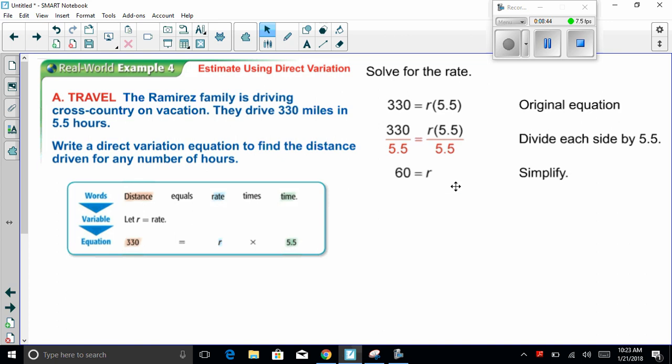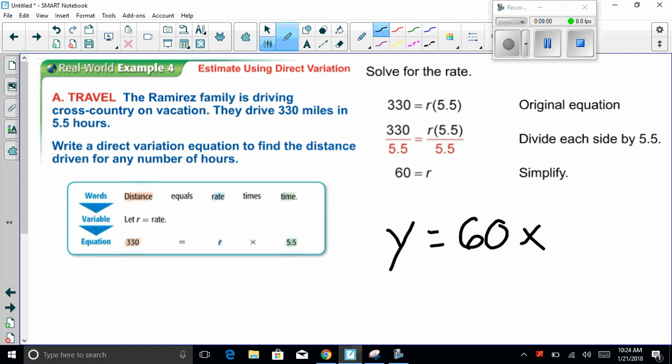So 330 divided by 5.5 equals 60. So your rate is going to be 60, and when you write your direct variation, it is going to look like this. Y equals 60 times x, or it could also be distance equals 60 times h. All right? Because we have specific labels, we can write it like that.